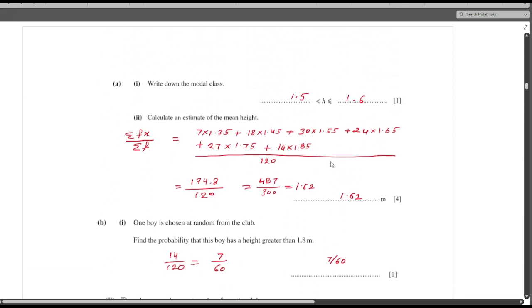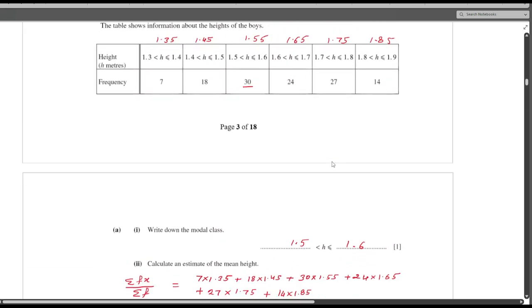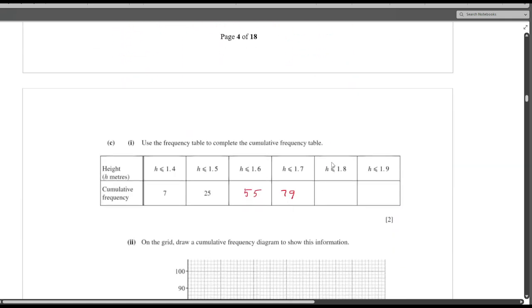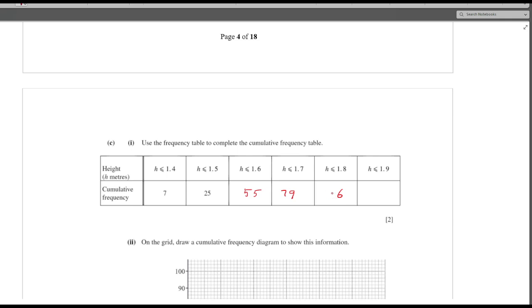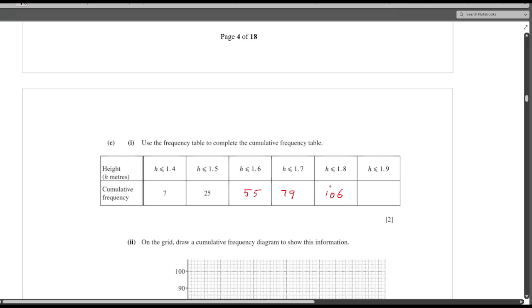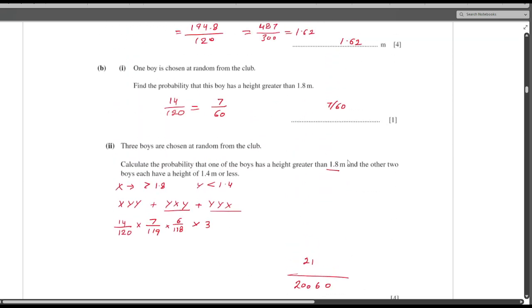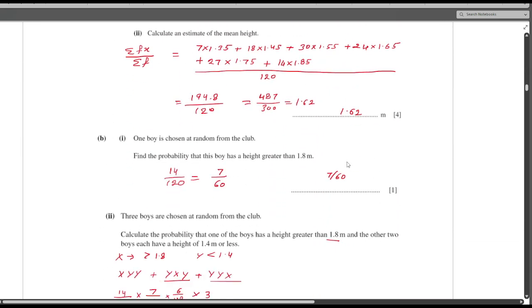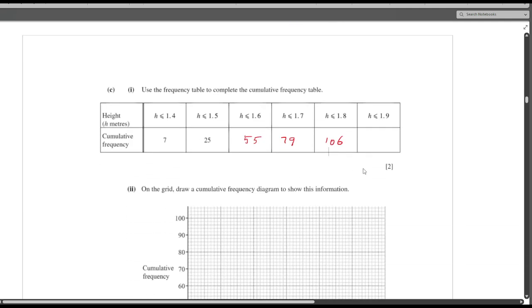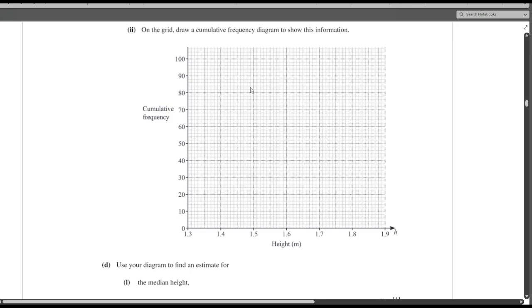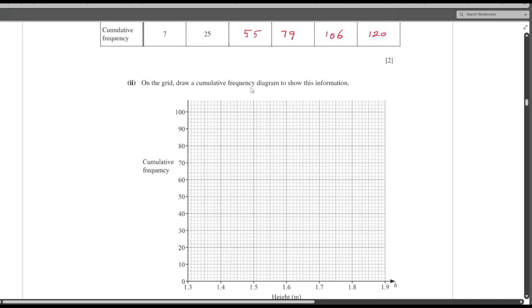Then less than 1.8, so we will add 27. When we add 27 to 79, it is 106. And then when we add 14, it is going to be 120. So this is 120.